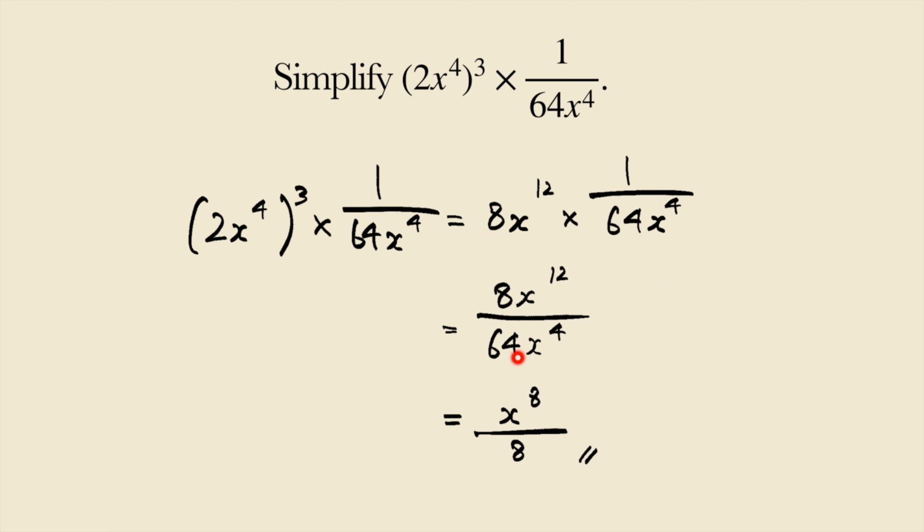Next, look at the coefficients, 8 and 64. Can we simplify that? Yeah. So 8 becomes 1, 64 becomes 8 as the denominator. Then take a look here. We've got power, we've got the same base first of all. Now we can subtract the powers, yeah? So 12 minus 4 is positive 8. Now because it's positive 8, it stays as the numerator.